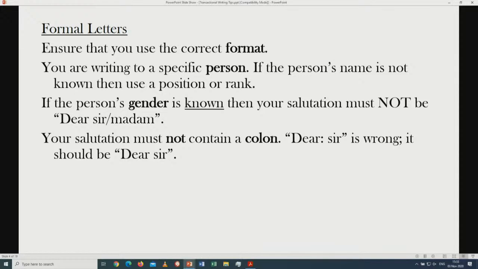Okay, again, no colon in the salutation. It is moronic, and it is unnecessary, and it is wrong, and it is silly, and it is infuriating that people still do that in this day and age.